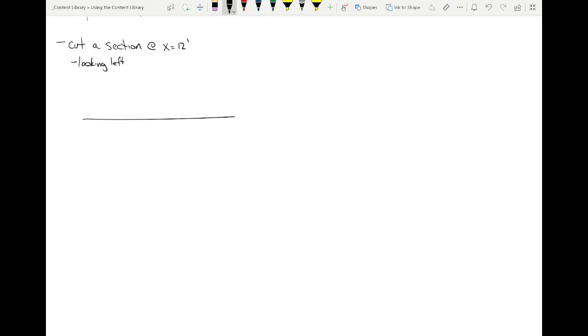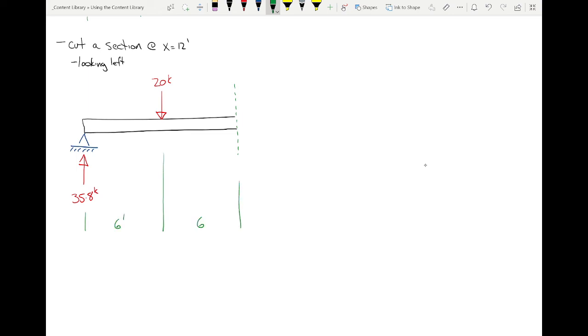All right. So here's the beam. Here's where I samurai-sworded or lightsabered through the beam. I have a support right here that has a load going through it of 35.8 kips. I have a load right here of 20 kips. This dimension right here is 6 feet, and this is 6 feet. Is that fair? Is that an adequate representation of the beam on that end?